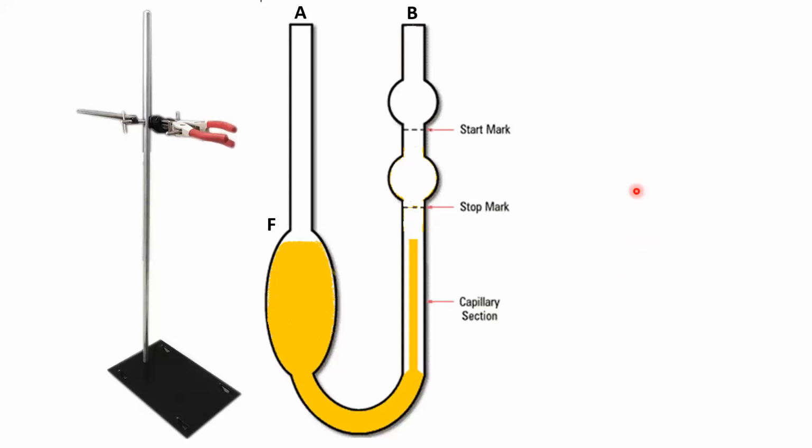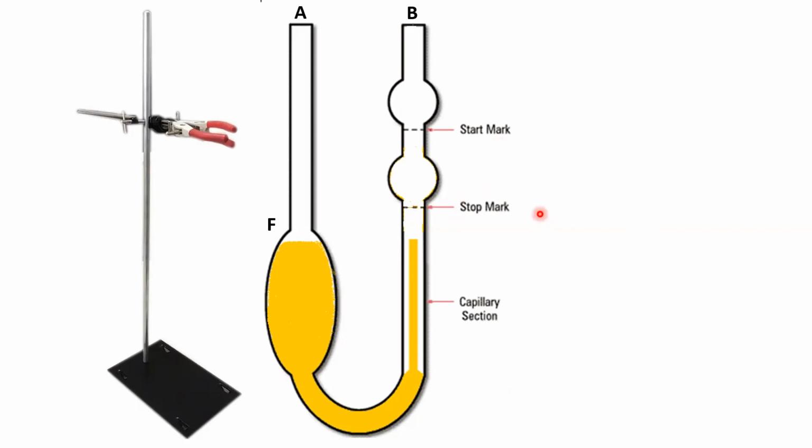So before you start the experiment, you must know that there are two arms of this Oswald viscometer and there are enlarged sections. So on one side here, you can see this is the enlarged section and you have to fill this Oswald viscometer till this point just near to the neck of this enlarged section. On the other arm, you'll find two marks. This is the start mark and this is the stop mark.